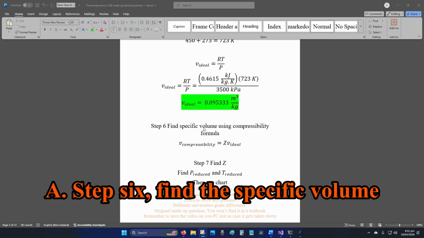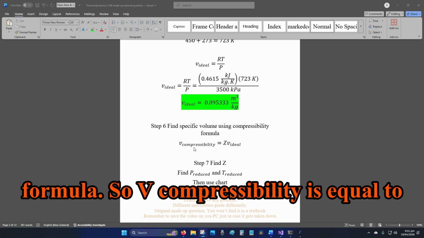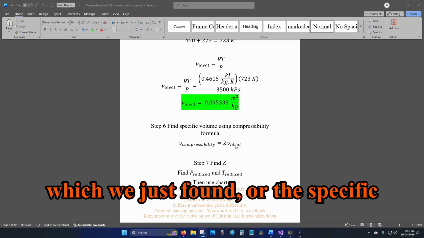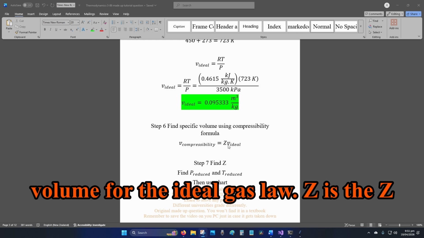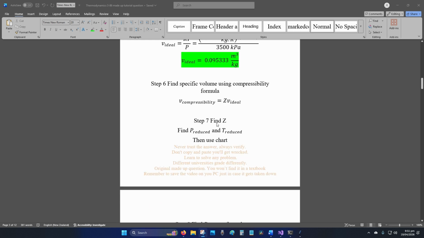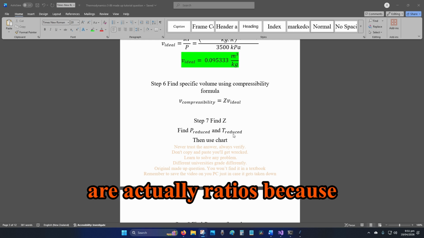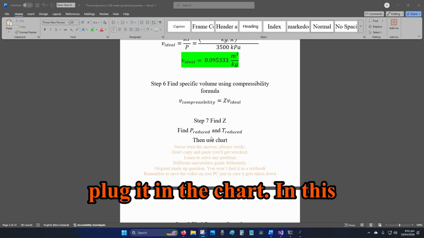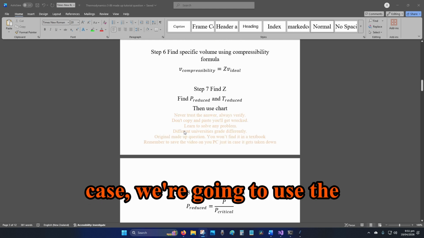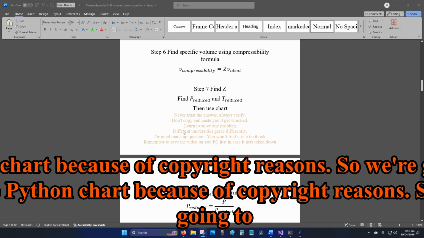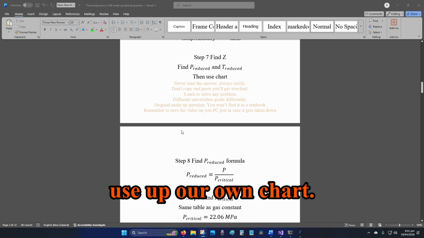Step 6, find the specific volume using the compressibility formula. So v compressibility is equal to Z multiplied by the ideal specific volume, which we just found, or the specific volume for the ideal gas law. Z is the Z factor. So step 7, find Z. We need the reduced pressure and reduced temperature. These are actually ratios because the units cancel out. And then we plug them into the chart. In this case, we're going to use a Python chart because of copyright reasons, so we're going to use our own chart.